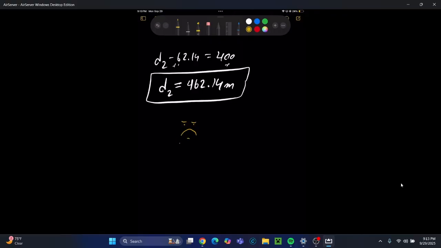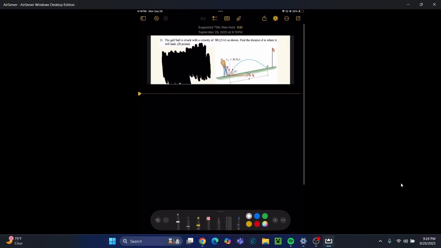Okay, a golf ball is struck with a velocity of 80 feet per second, shown. I can't do the picture. Let me do my best. Oh, it's terrible. Oh, we have colors, we can make this all pretty. All right, and we've got a golf ball right there, and it is going that way.